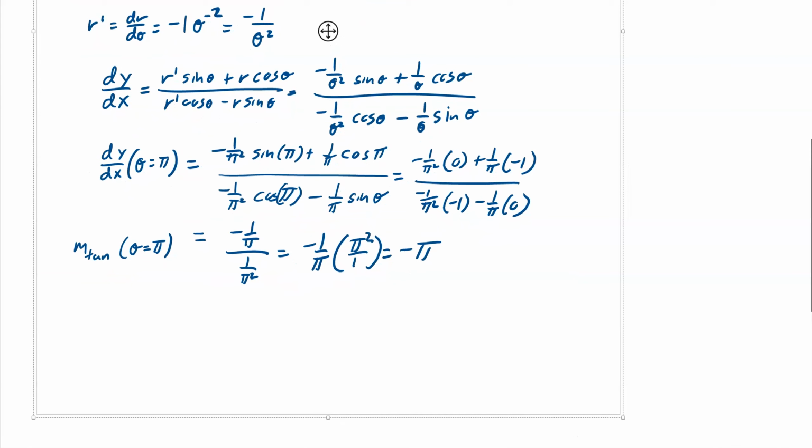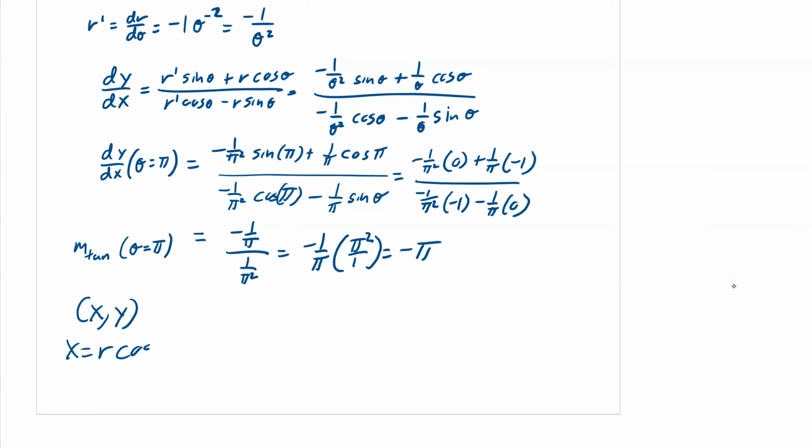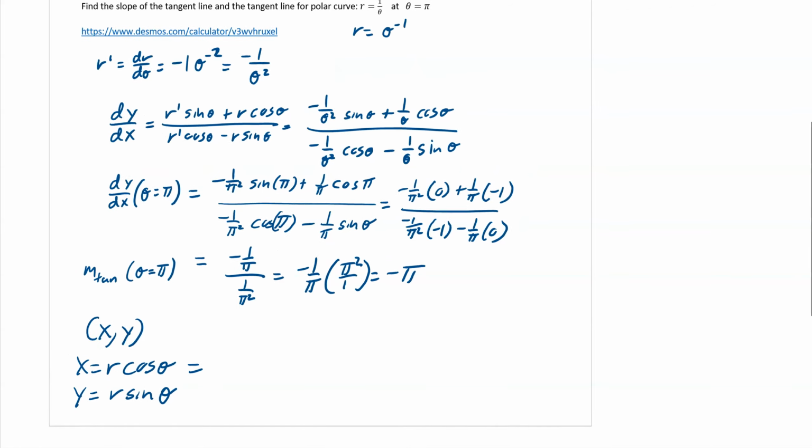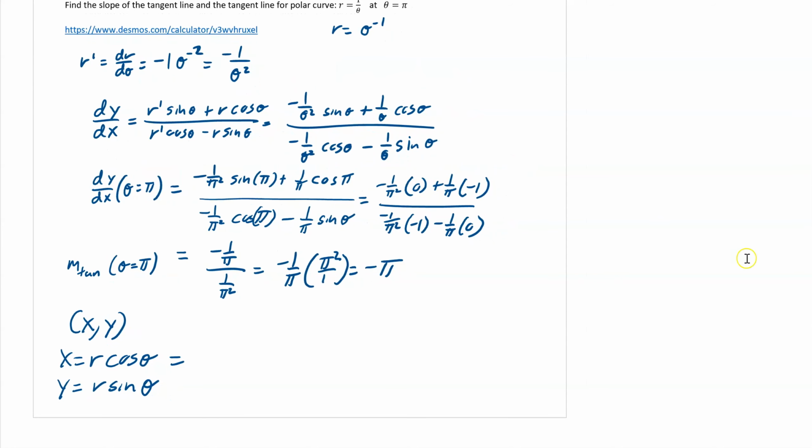So what we need is the equation of the line. In order to find the equation of the line, we need our x comma y, right? And so we know x is equal to r cosine theta, and y is equal to r sine theta. And so we just plug them in. So what is our r? Our r is 1 over theta. So we know our r equals 1 over theta.